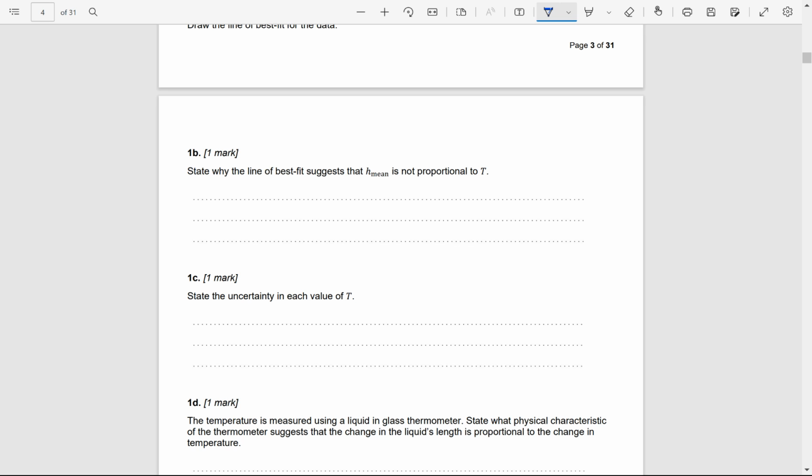1b, suggest why the line of best fit suggests that H mean is not proportional to T. It's not proportional because the line is curved, or the gradient is changing.